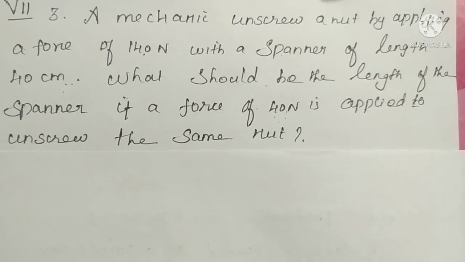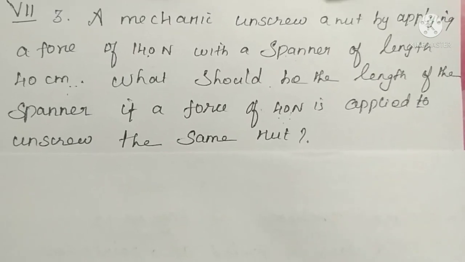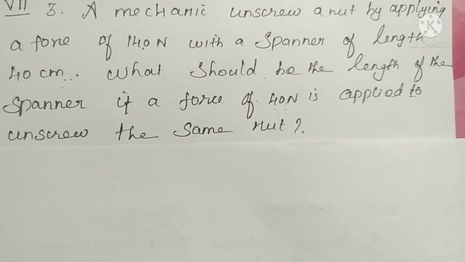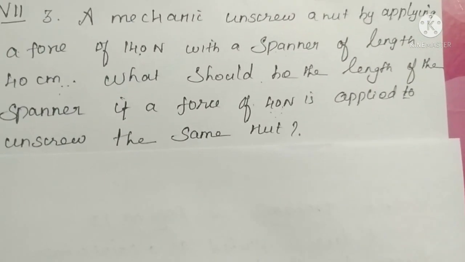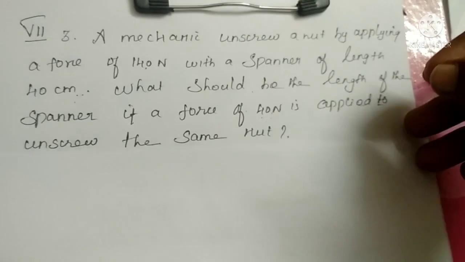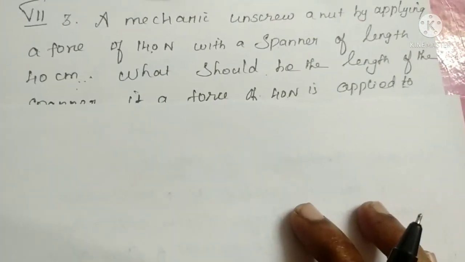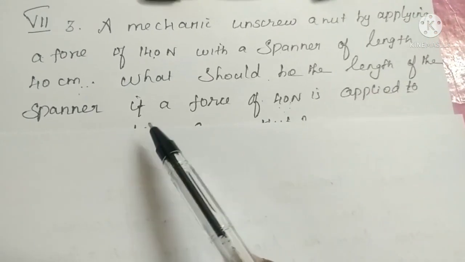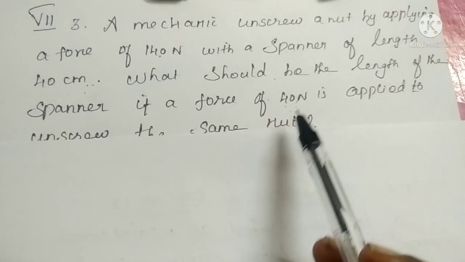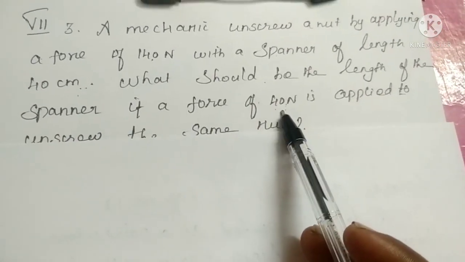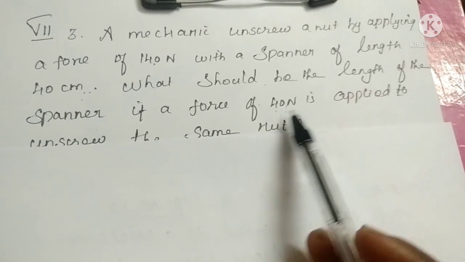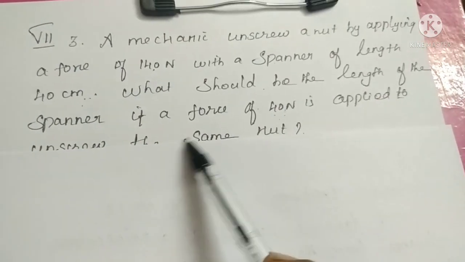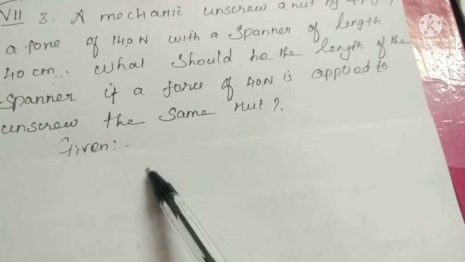Listen here. What is given? A mechanic unscrews a nut by applying a force. How much force is applied to the spanner? 140 Newton. First force given is 140 Newton, and the length of the spanner given is 40 centimeter. Now, if the force applied is 40 Newton, what will be the length of the spanner? That we are going to find.